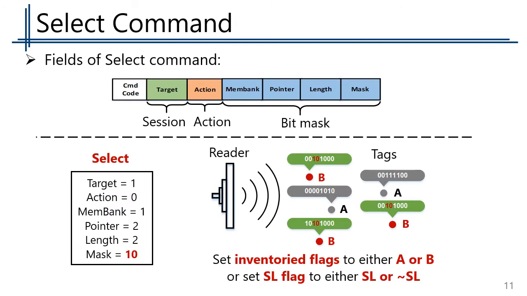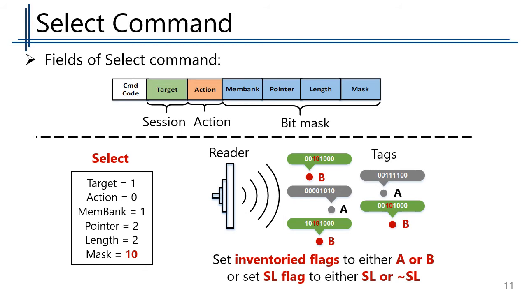The second function is the select command. It allows the reader to choose a subset of tags to reply. It can also set the inventory flag to state A or B with a bit mask. The select command has 6 fields. The first is target. It indicates which session is to be used. In this example, the target is equal to 1, so session 1 is used.